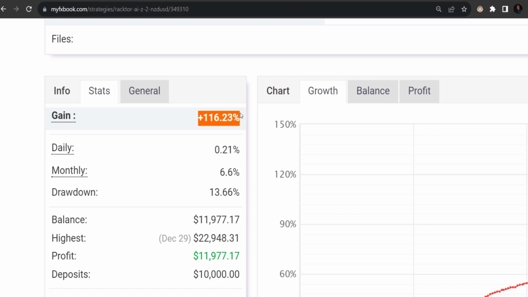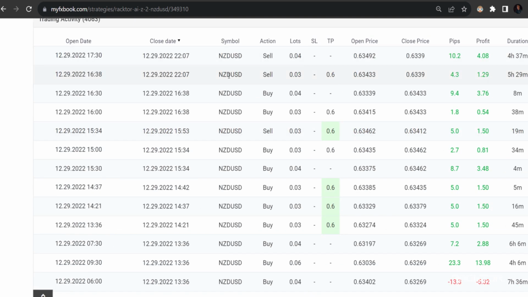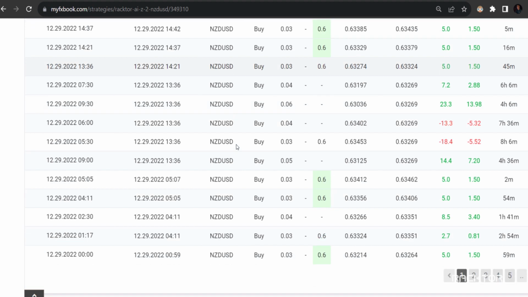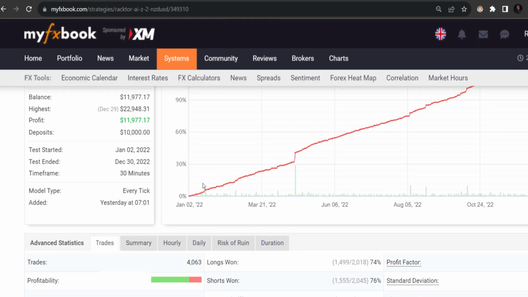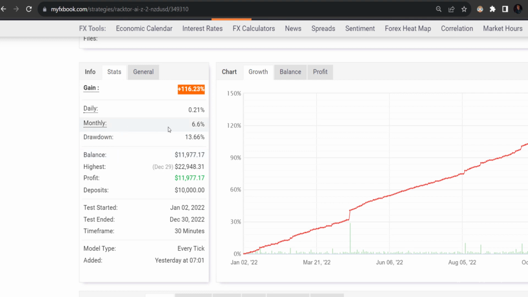gain over the year of 2022 on Z2 only. This is just Z2 on NZDUSD. You can see that this has traded NZDUSD only. There's no other pair added to just NZDUSD. The return is 116% with a monthly return of 6.6% and a total drawdown on your own capital of 13%. All right. Of course, you can see there is 44 at the time.